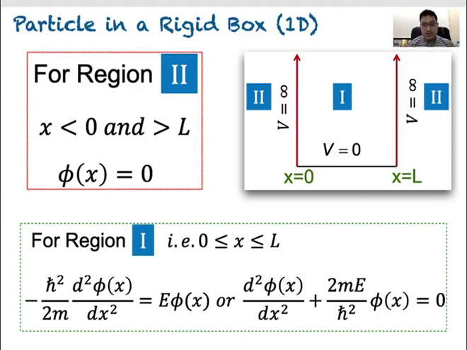The Schrodinger equation is written as minus h cross square over 2m d2 phi of x over dx2, and as the potential is 0, the V times phi of x term will be 0, and on the right hand side we have E times phi of x. Now we can rearrange and rewrite the equation as d2 phi over dx2 plus 2mE over h cross square phi of x is equal to 0. So now we have set the right hand side to 0. Let's try to solve this equation.